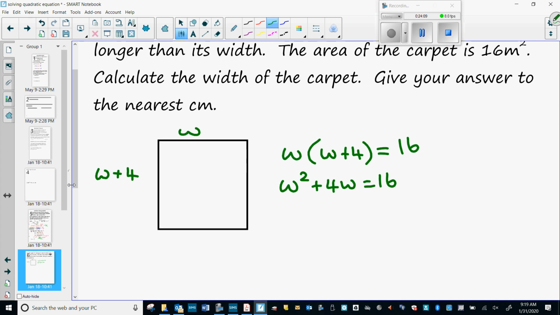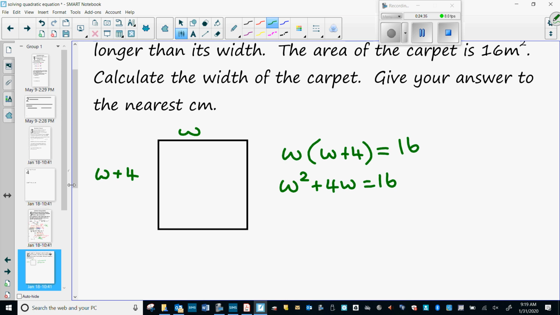What would I do now? You solve it. How do I solve it? Isn't that a difference of 2 squares? No, it's not. You rearranged the formula: 4W minus 16 equals 0. Good, because we always have to make it equal 0. We're solving a quadratic, it has to equal 0.